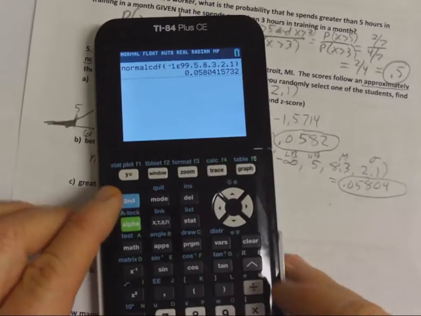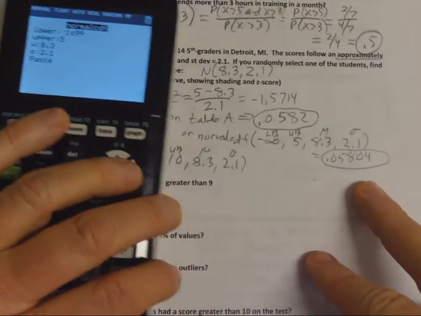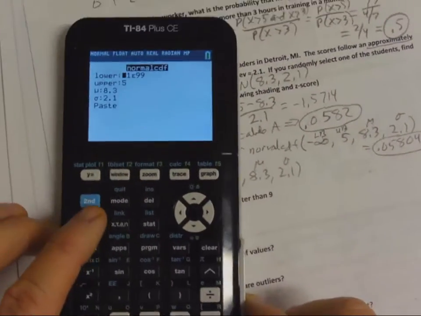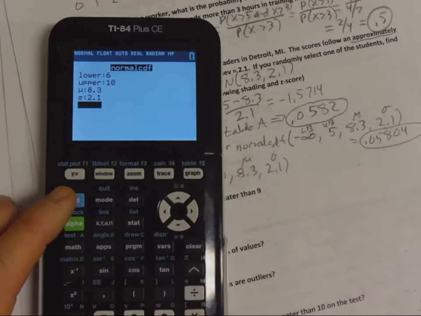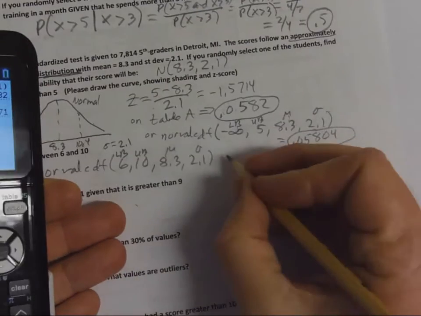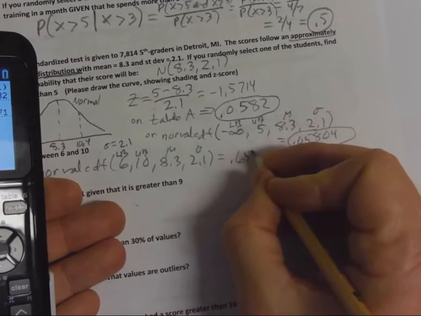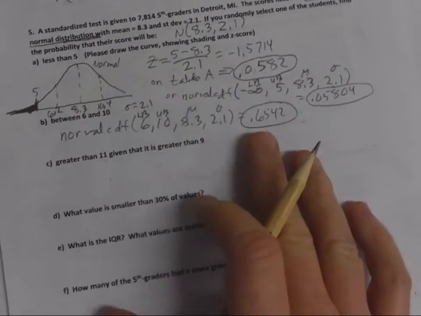And so for that, second distribution, normal CDF, and we are going from 6 to 10. So we would say 6 to 10, that mean, that standard deviation, and so we get 0.6542. So that would be 0.6542 right there.